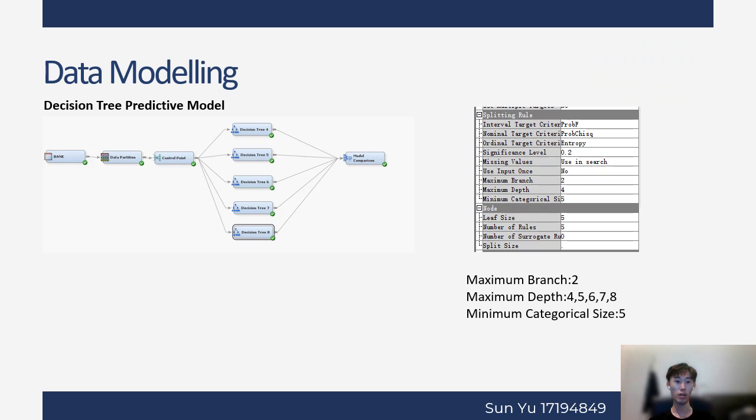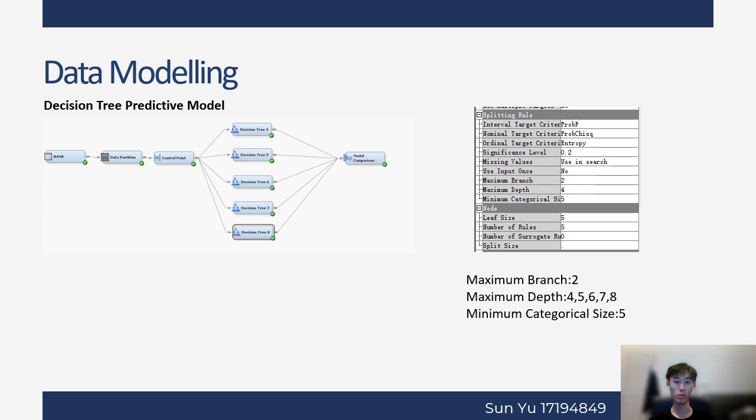Hi everyone, I'm Sanyu. The next section is data modeling. The first classification model we used is the decision tree predictive model. I set up 5 different decision tree models with different maximum depths. The depth is from 4 to 8.